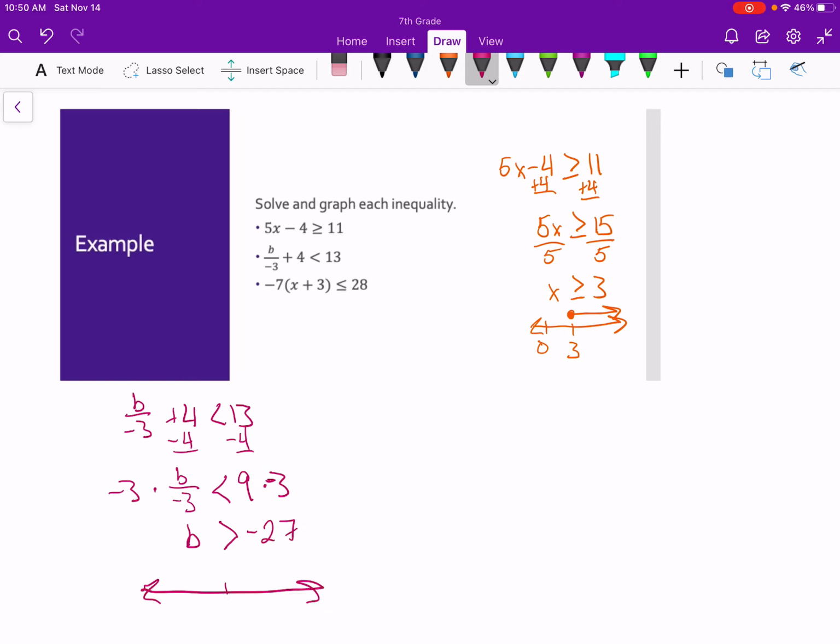So I'm going to graph it. Here's negative 27. It's an open circle. Here's 0. Is 0 greater than negative 27? Yes, it is, so I'm going to point toward the 0.